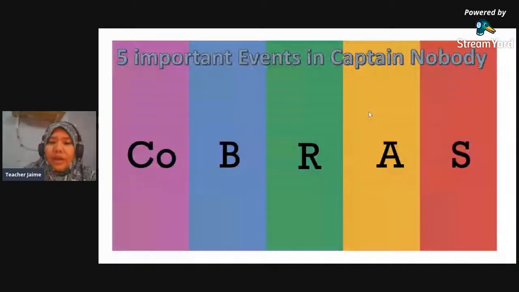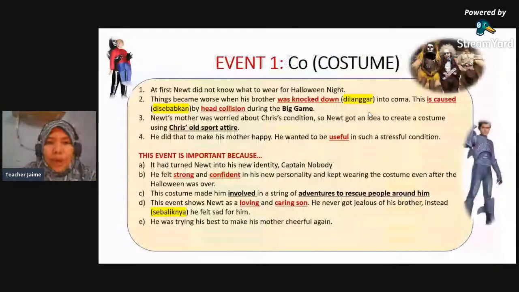Next, event number 1, CO, costume. At first, Newt did not know what to wear for Halloween night. Things became worse when his brother was knocked down into coma. You have to remember that there was this Halloween night event. Everyone would dress up, but Newt did not know what to wear. His brother was knocked down into coma, caused by a head collision during the big game. Pelanggaran dekat kepala during the big game.